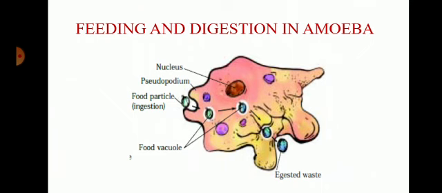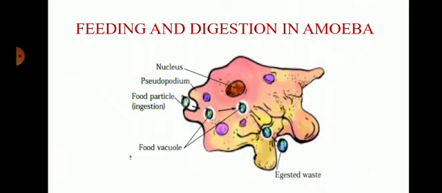Feeding and digestion in amoeba. You see the picture, that is amoeba. Amoeba is a microscopic single celled organism which is found in pond water. It is a very simple animal and cannot be seen by naked eyes. Amoeba has a cell membrane, a rounded dense nucleus and many small bubble-like vacuoles in its cytoplasm.